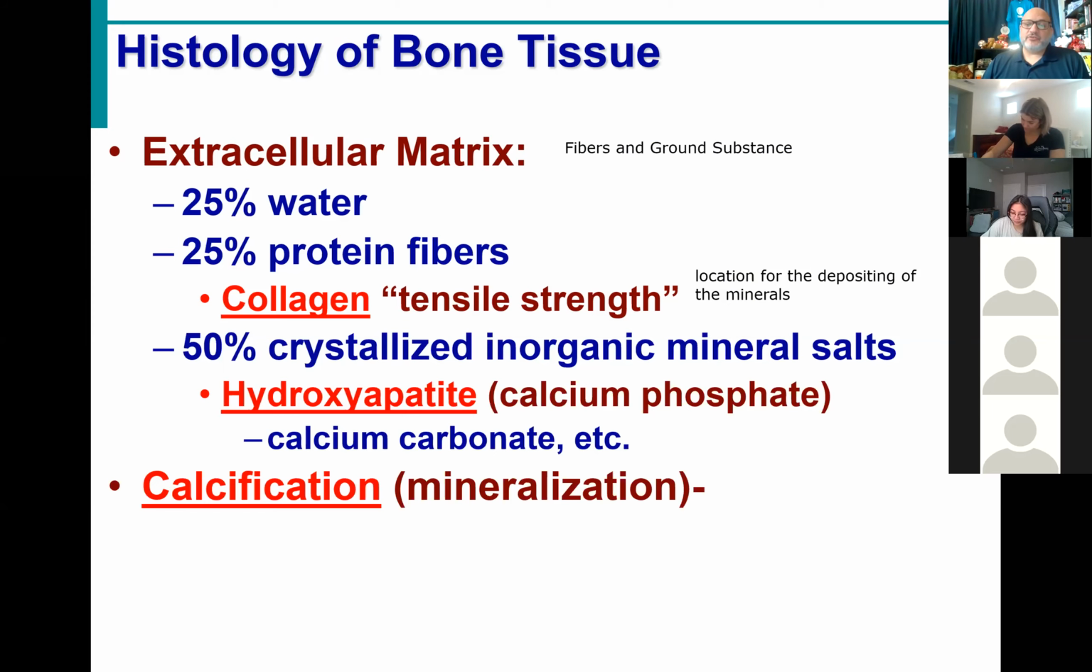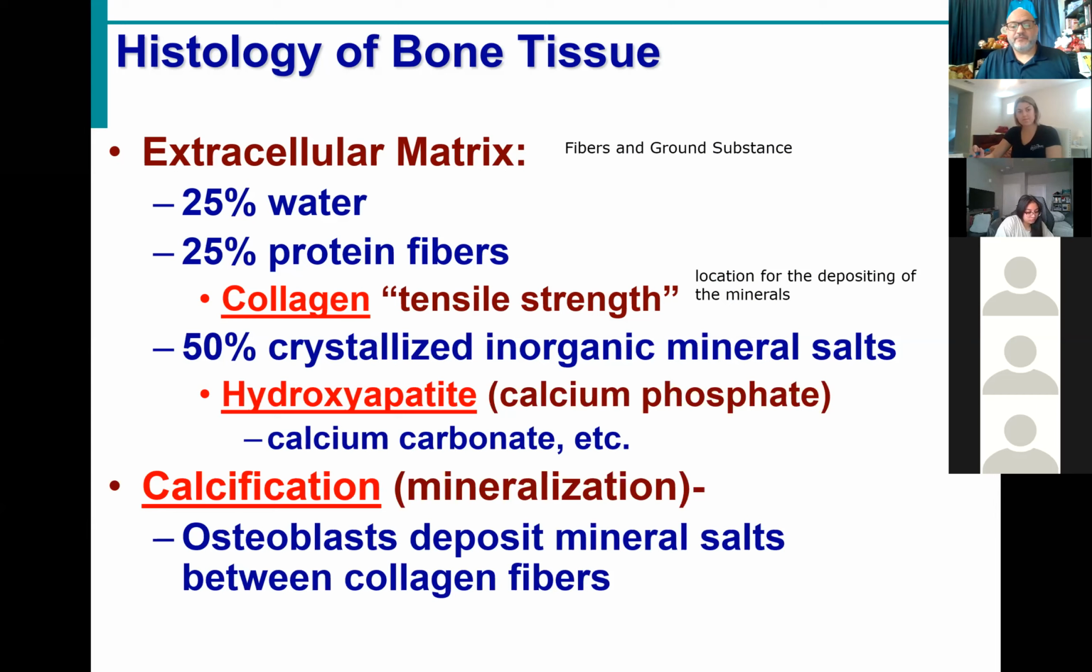so as I mentioned, we start with these mostly collagenized bones, and then we have to calcify it, or we have to mineralize it, or we have to ossify it. And like I said, it's those osteoblasts depositing those mineral salts between and onto those collagen fibers that makes our bone.